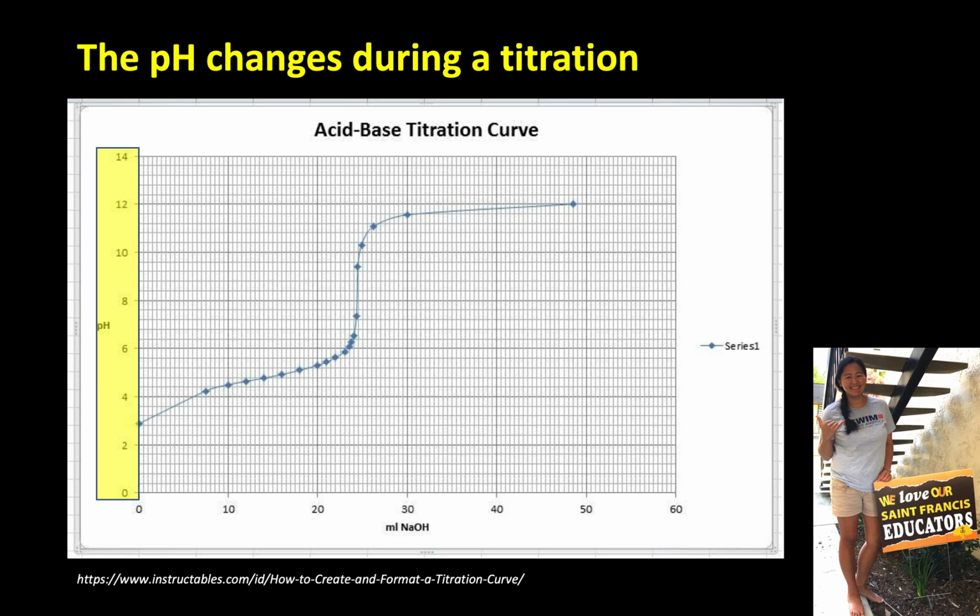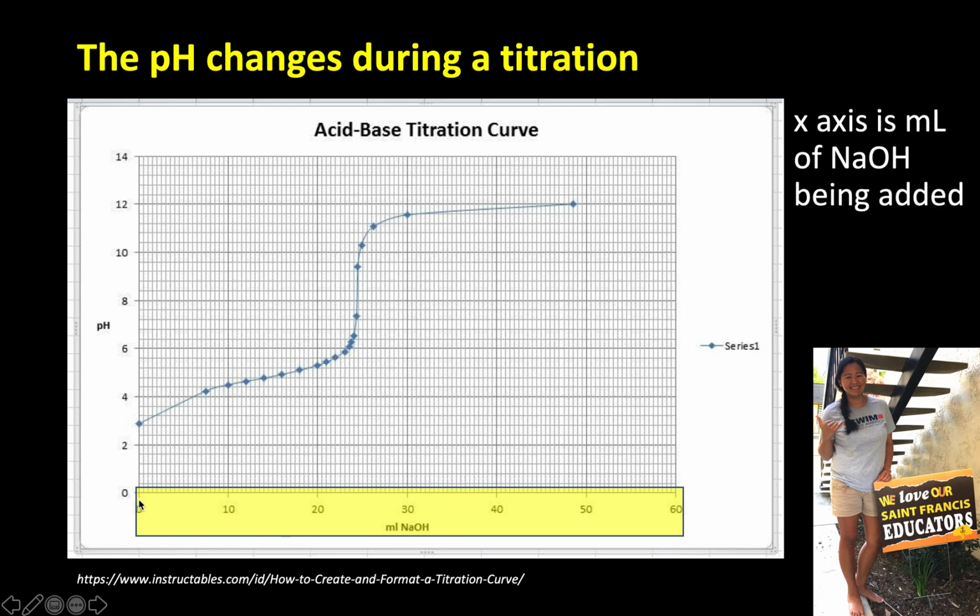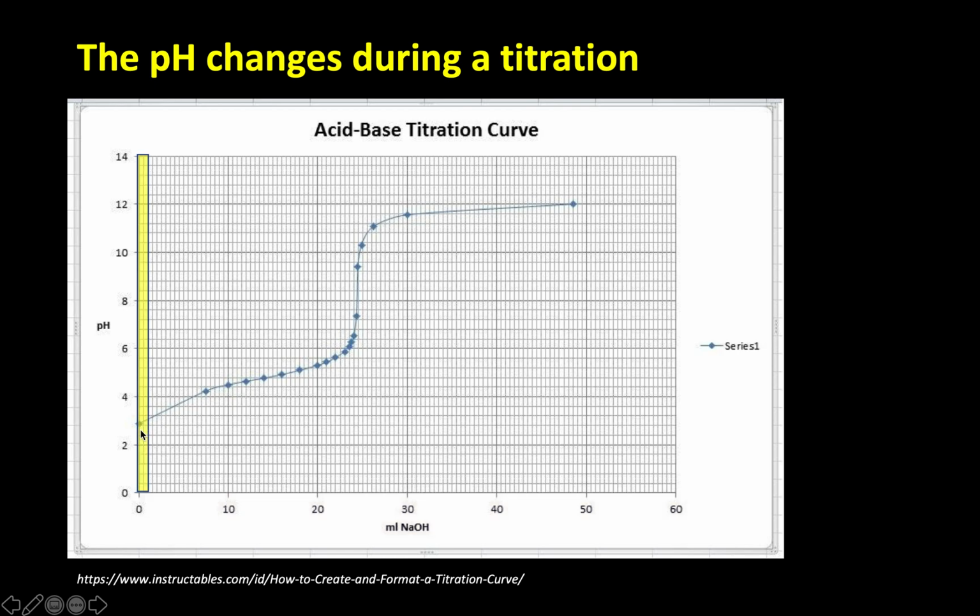All right, now during a titration, let's say we have an acid in the flask and we're adding base to it, the pH will change during that titration. So if we take a look at this graph, we have the pH on the y-axis. We have the milliliters of base that we're adding on the x-axis. So at 0, we've added nothing. Okay, so we can see at the beginning of the titration, we have a low pH of about 3 here. Below 7 is an acid, above 7 is a base. So as we add more base, we can see that the pH is increasing.